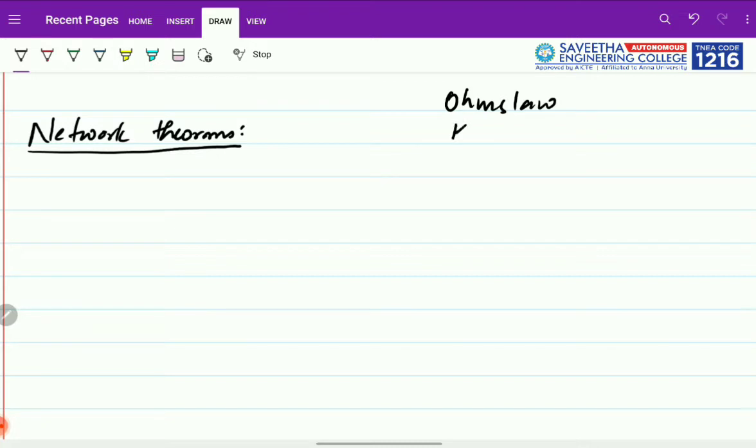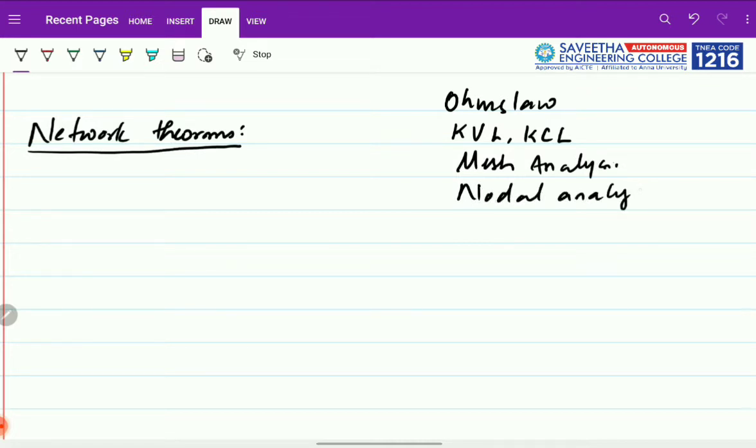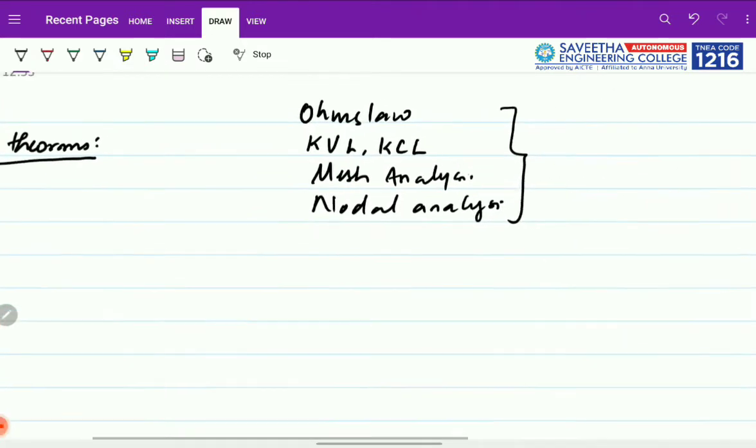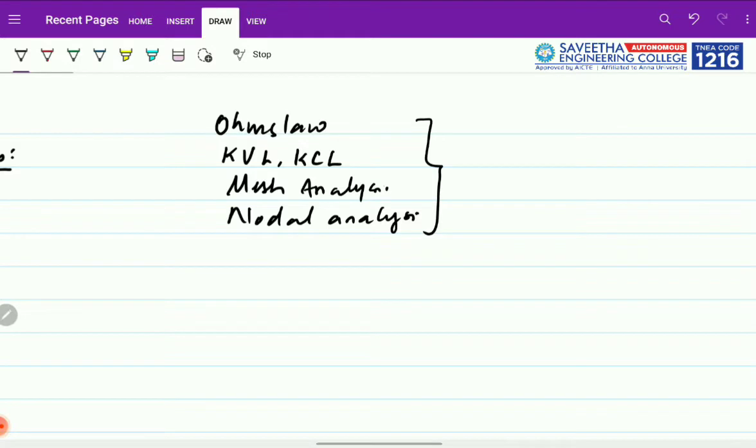We then saw Kirchhoff's voltage law and Kirchhoff's current law. We used mesh analysis, nodal analysis. All these methods gave you the same answer for a particular circuit, but the only difference is the method of solving. And we do require these methods in order to make the circuit simpler.